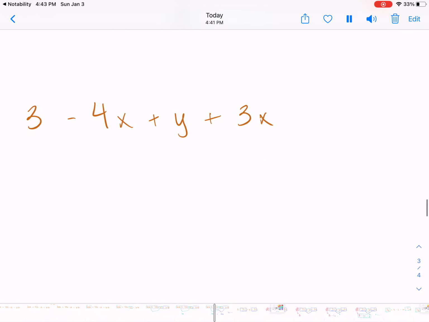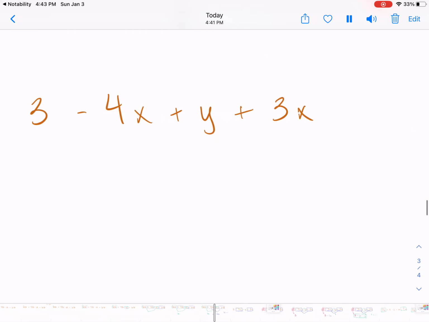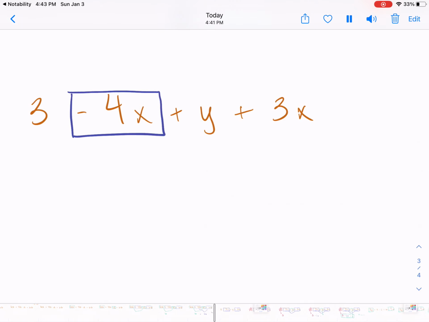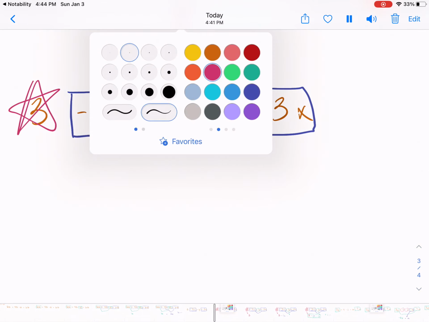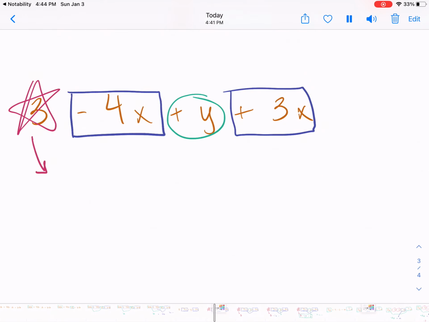Let's try another one. This one right here, I have an x and a y. So I'm going to find everything with an x first. I see that this negative 4 has an x with it, and this positive 3 has an x with it. Okay, I have my y right here, positive y, and then my 3 is over here just all by himself. So let's actually start with my 3. So this right here, it can't be combined with anything else.